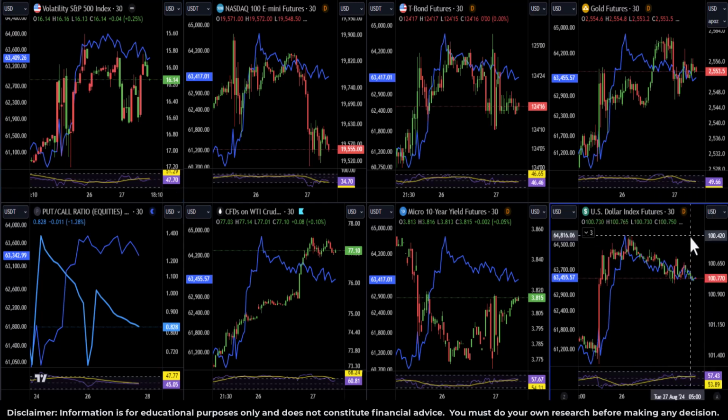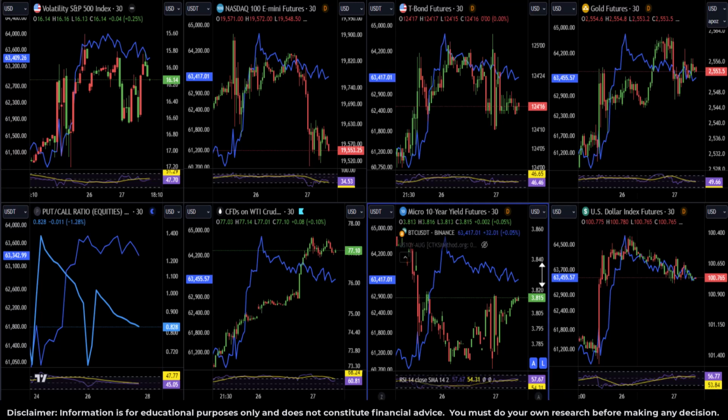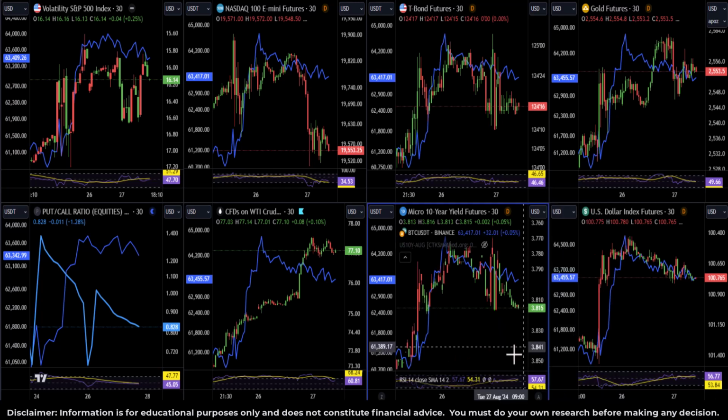What about when we look at the DXY? If I invert the DXY, and this is something that we do a lot inside the Masterclass, you can see that the inverted DXY gives you a good understanding of where crypto could be going. What about if we invert yields? That can also give you a really good concept.